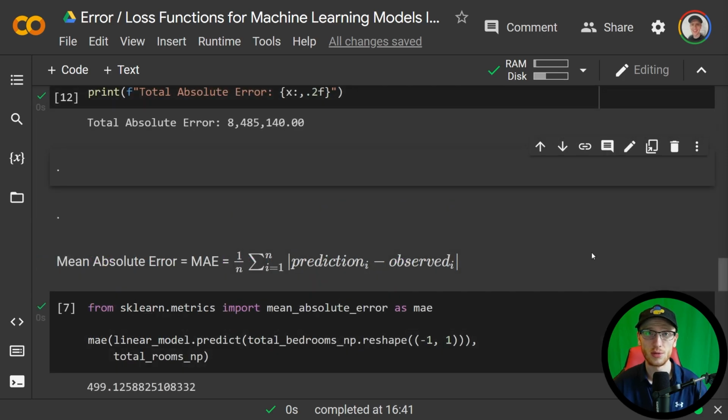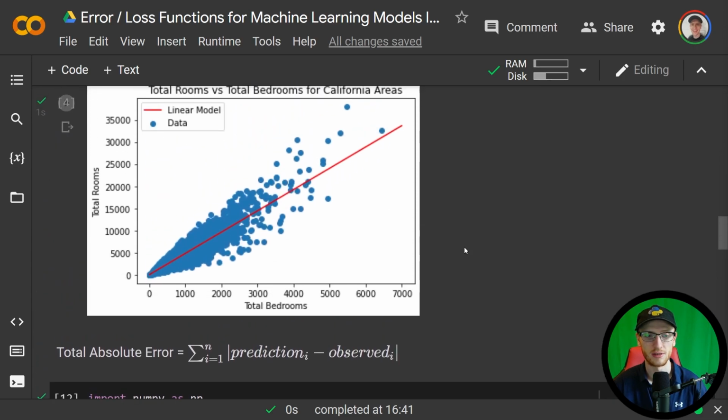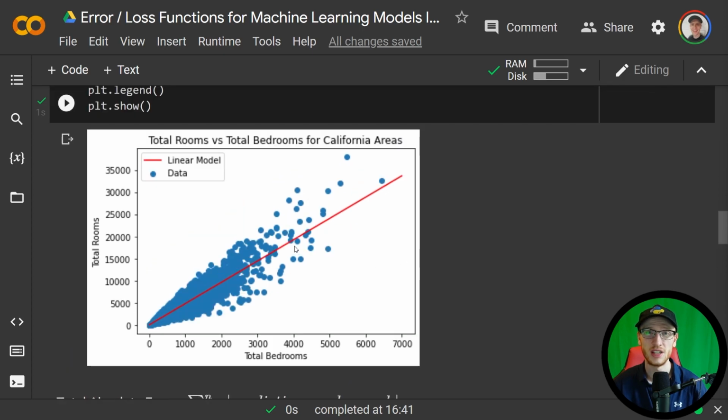And this has a great interpretation. Looking at our line, what it basically means is on average, as in if you were to look across all data points, the mean or average amount that we're off by, as in the distance or the error for each data point, on average, it's saying we're off by about 500.